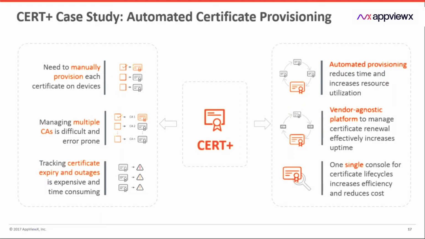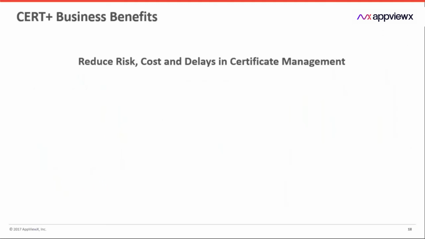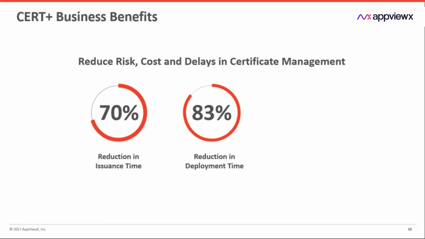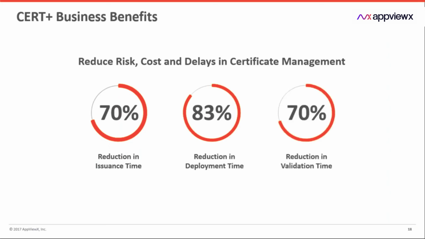So, to put these facts in terms of numbers, our customers were able to reduce up to 70% in issuance time. What is the issuance time? From generating the CSR to receiving a certificate. And up to 83% reduction in deployment time, especially when dealing with multi-vendor devices in the infrastructure, and up to 70% reduction in validation time, as in validating the success of any PKI migration, such as SHA-1 to SHA-2 migration or any vendor migration. This is particularly important because this determines the success of any project.